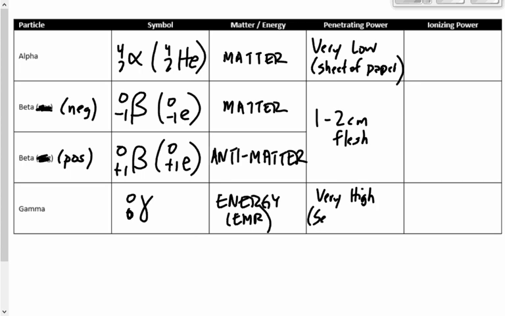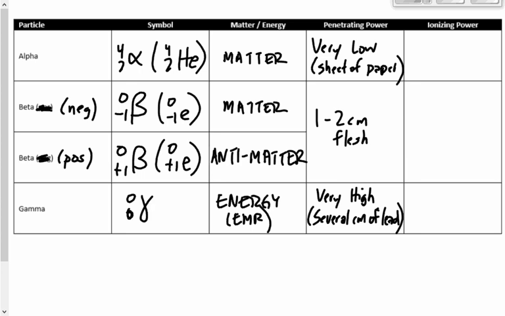How much potential do these particles have to ionize matter? Well, the good news was that alpha particles have a very low penetrating power. The bad news is they have a very high ability to ionize matter. So they have a hard time getting in your body, but if they're in your body, watch out.